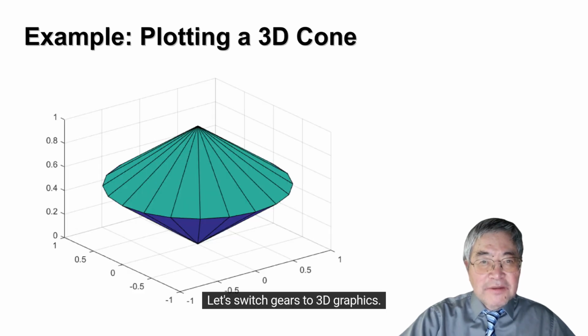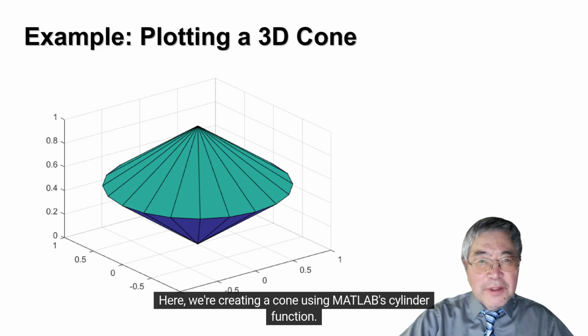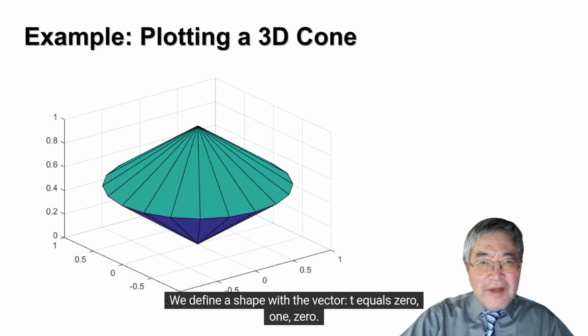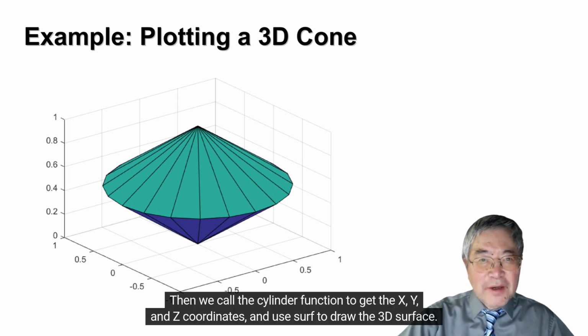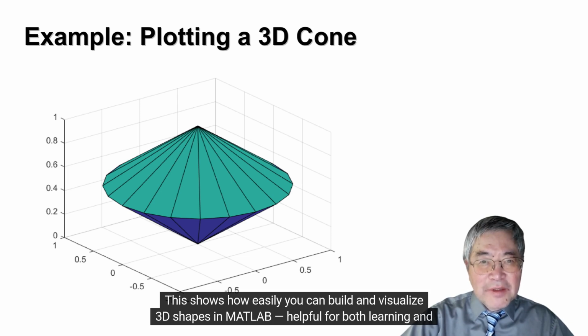Let's switch gears to 3D graphics. Here we're creating a cone using Matlab's cylinder function. We define a shape with the vector t equals 0, 1, 0. This gives us a cone shape. Then we call the cylinder function to get the x, y, and z coordinates and use surf to draw the 3D surface. This shows how easily you can build and visualize 3D shapes in Matlab, helpful for both learning and engineering.